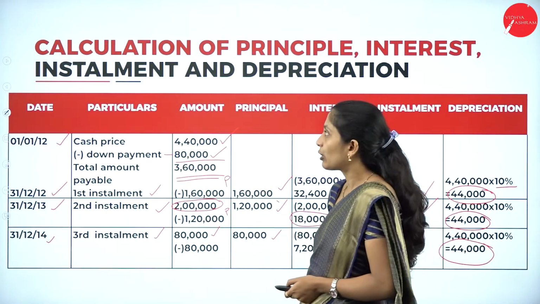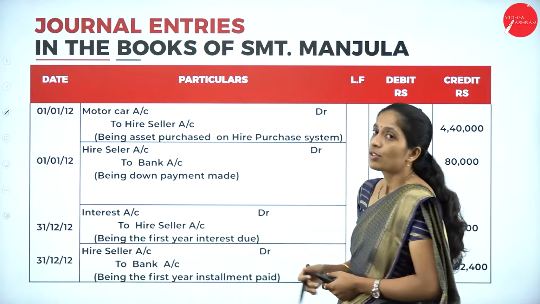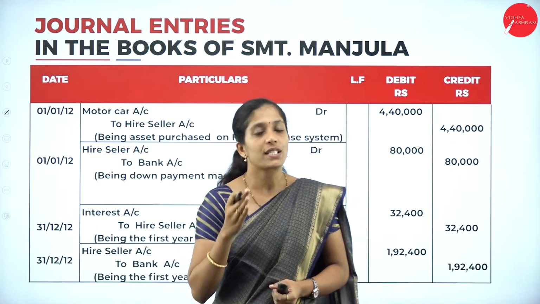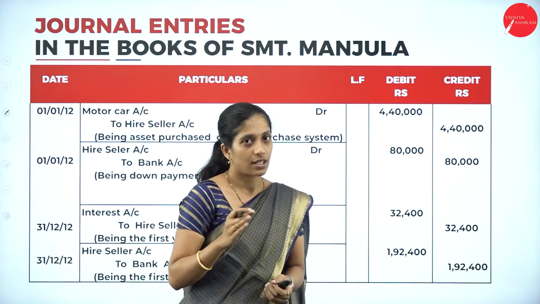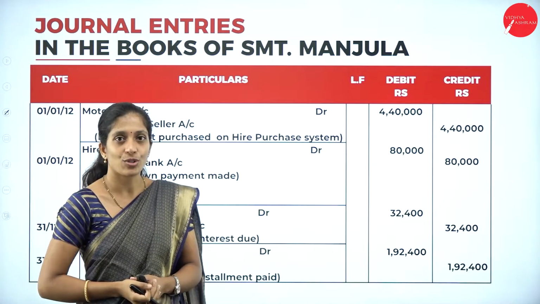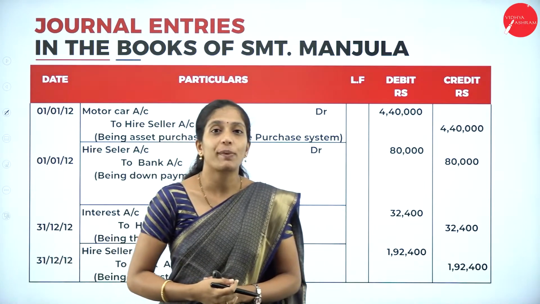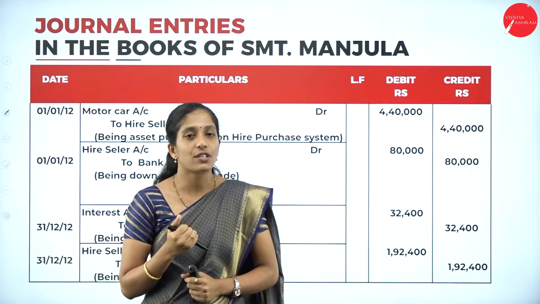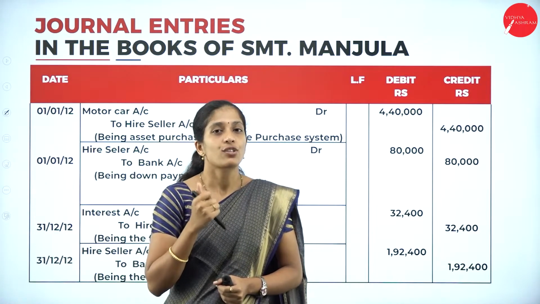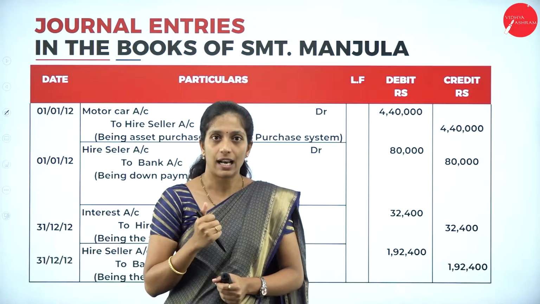Now we shall directly go to the journal entries. We have to prepare journal entries in the books of the hire purchaser. Who is the hire purchaser? That is Manjula. So journal entries in the books of Srimati Manjula. Now what are the entries to be recorded? Your first entry is for what? She is a hire purchaser, so she is purchasing the asset. So the first entry is for purchasing the asset.